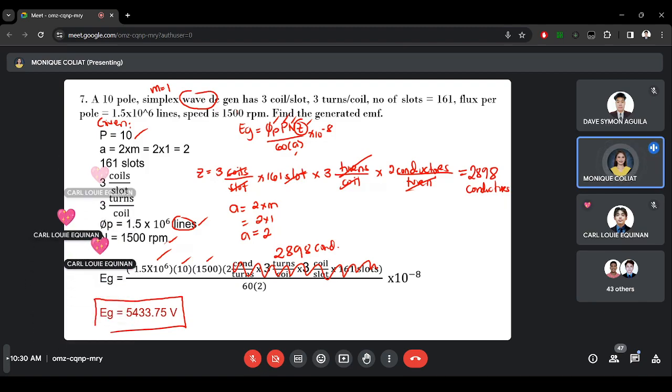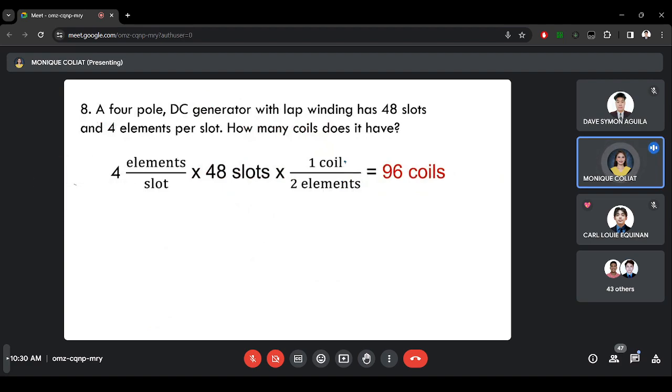Okay, so that is for number 7. How about number 8? A 4-pole DC generator with lap winding has 48 slots and 4 elements per slot. How many coils does it have? First, we have 4 elements per slot. Multiply natin kay 48, the number of slots, so that it can cancel out. But wala namang given na ganito, di ba?